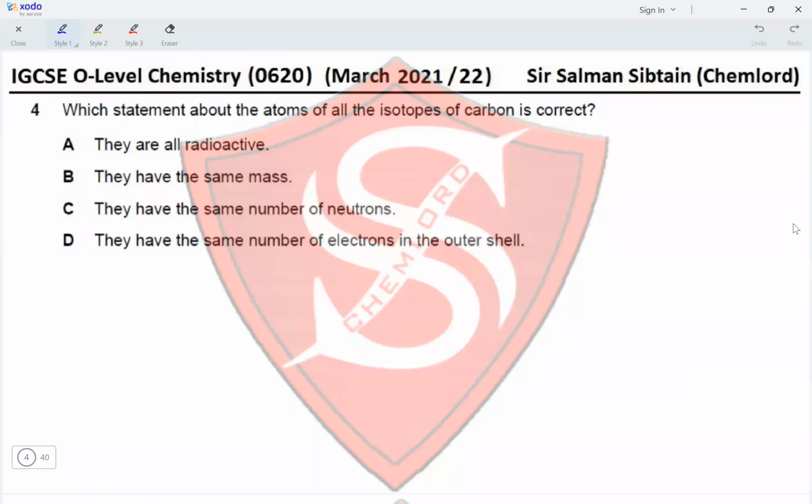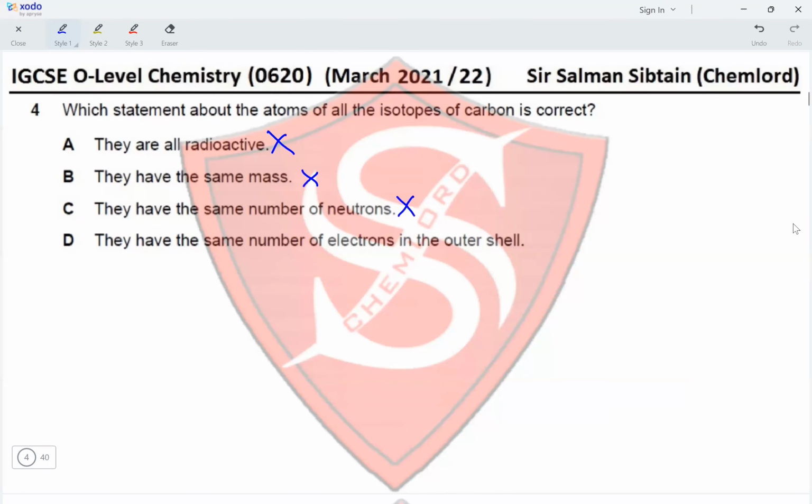Question 4. Which statement about the atoms of all the isotopes of carbon is correct? They are all radioactive? No. C14 is radioactive, C12 and C13 are not radioactive. They have the same mass. C12 has a mass of 12, C13 has a mass of 13, C14 has a mass of 14. They have the same number of neutrons? No. Isotopes are atoms of the same element having the same number of electrons and protons, but different number of neutrons.